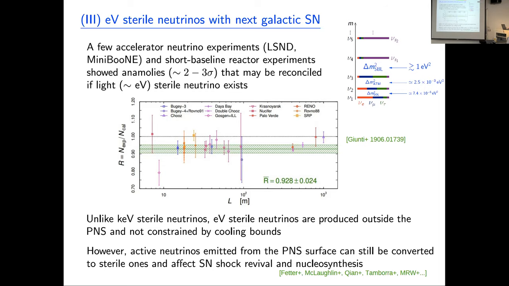Unlike heavier sterile neutrinos, the eV sterile neutrinos will not be produced deep inside the proto-neutron star. The production mechanism is that your proto-neutron star emits the regular active neutrinos, and then when active neutrinos propagate on their way out through the stellar envelope, they can be converted into eV sterile neutrinos. So the supernova cooling bound doesn't do anything for eV sterile neutrinos.